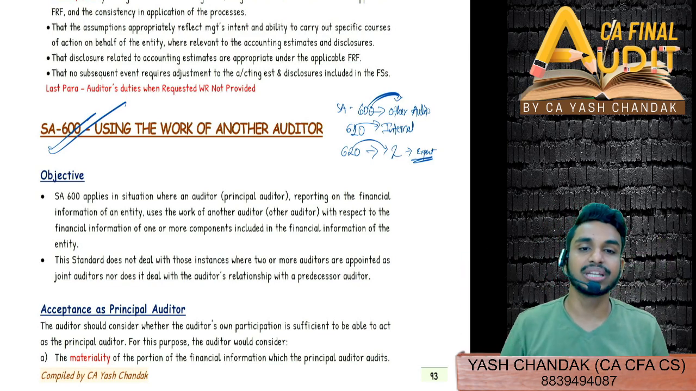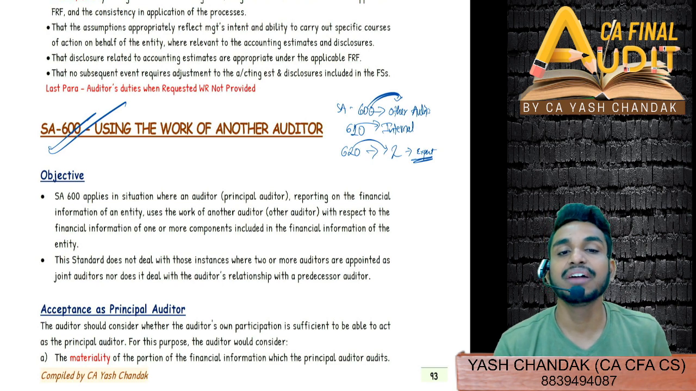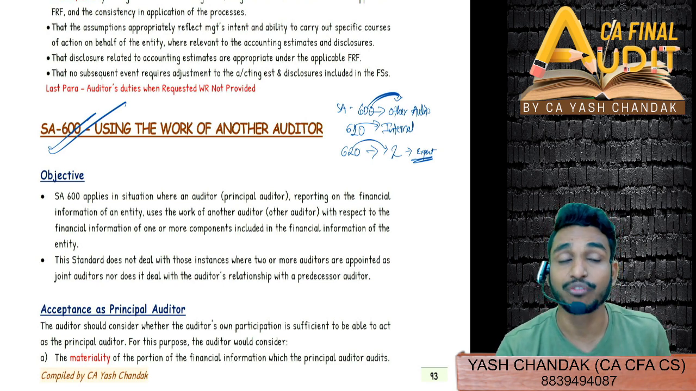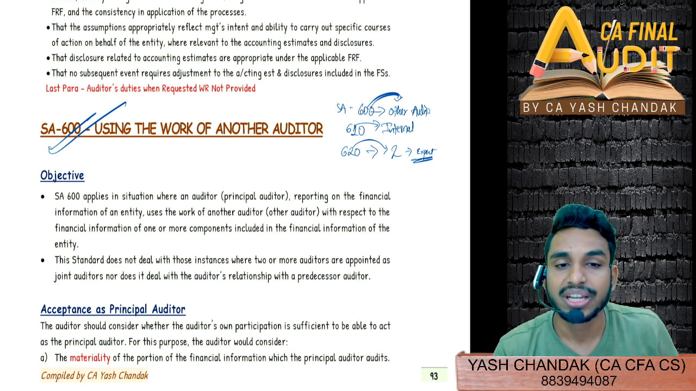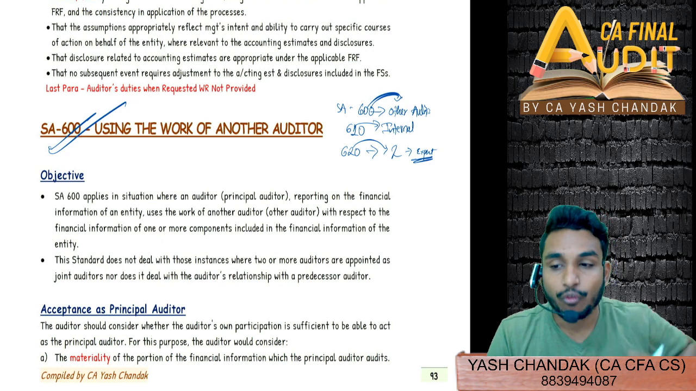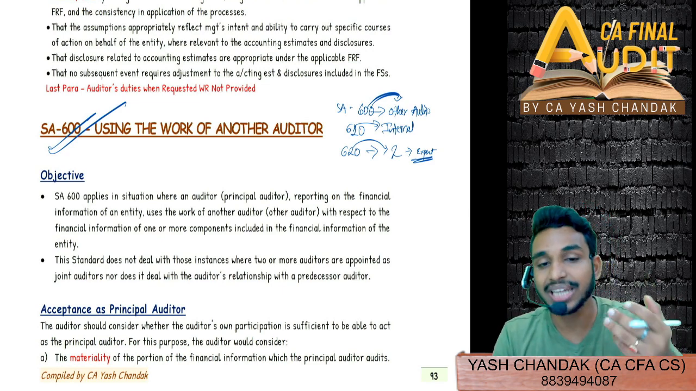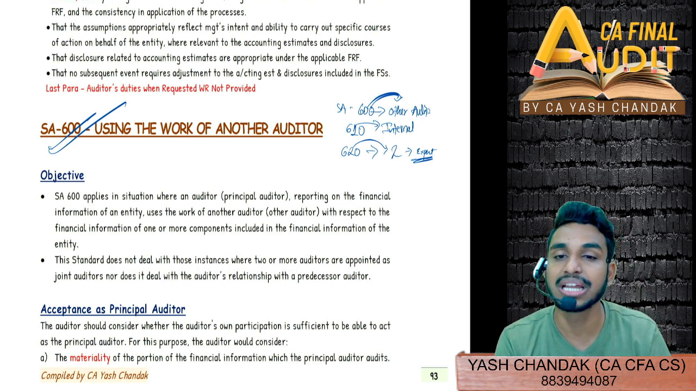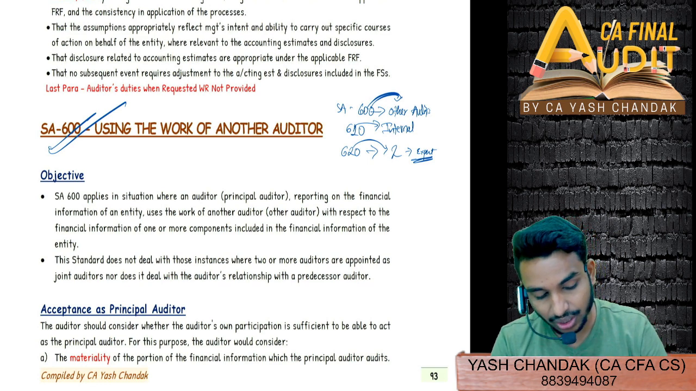You will be doing the audit in a branch, you will be doing the audit of other components of the entity, and I'll have to use your work as an auditor. So what is your responsibility? What is my responsibility? How is the reporting to be done? What is the coordination that has to happen between us? Timing, reporting, whatever can be the case, right? All this will be dealt with in SA 600, using the work of another auditor.